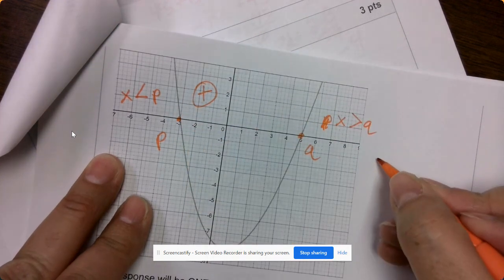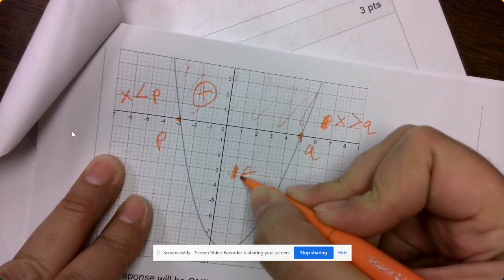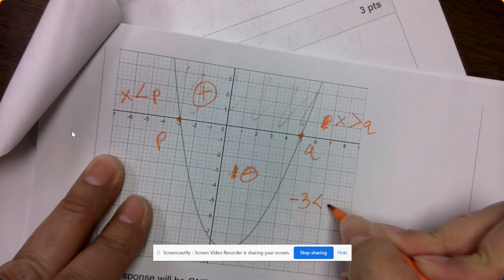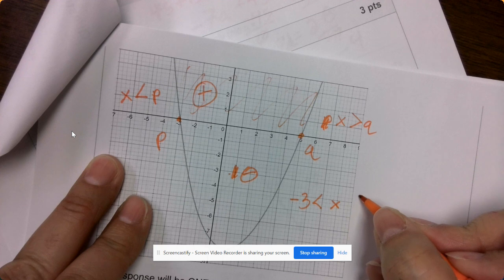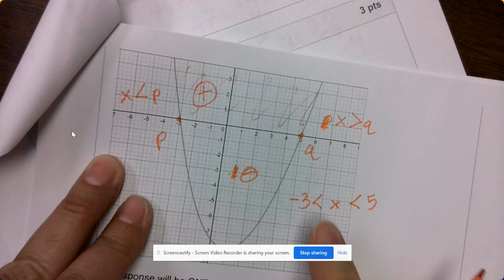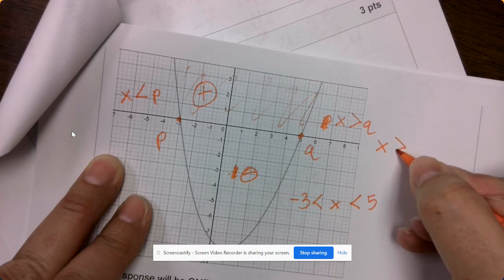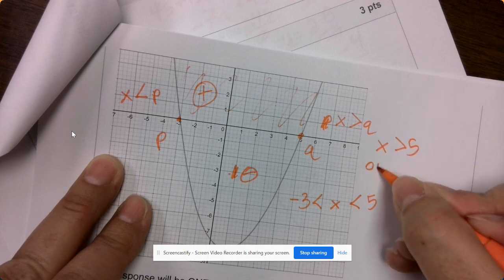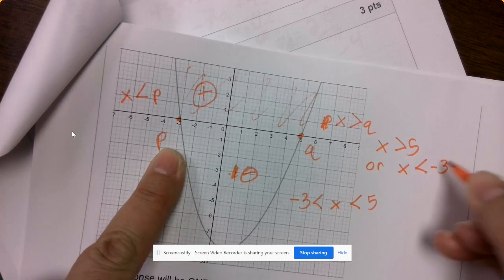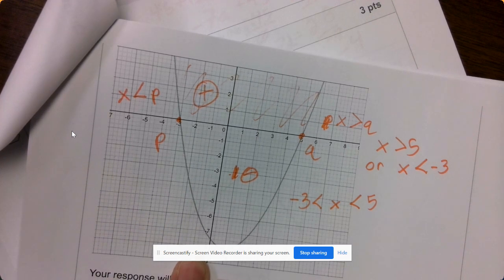So you could have x. Again, positive, everybody is above the x-axis, and then negative would be below. So negative would be -3 less than x. So greater than -3 and less than 5. For this one, it's going to be right here at 5. So x is greater than 5, or x is less than -3. Okay. Positive, negative, and increase and decrease. Everybody, we use the x values.